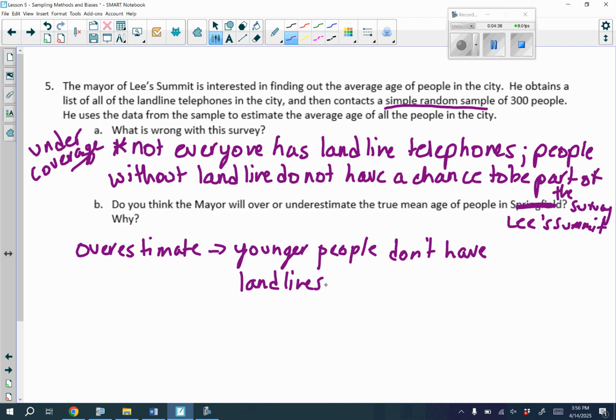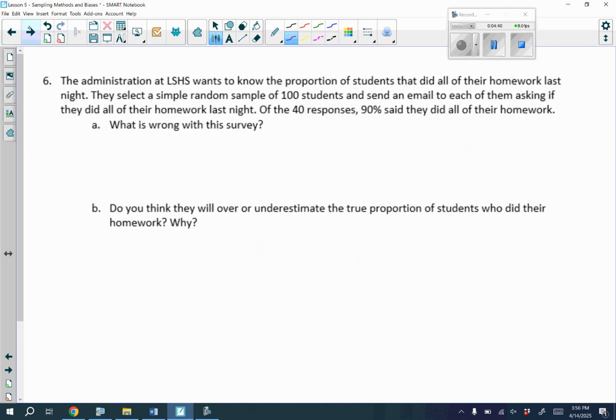Okay, let's try another example. Let's look at number 6. It says the administration at Lee Summit High School wants to know the proportion of students that did all of their homework last night. They select a simple random sample of 100 students and send an email to each of them asking if they did all of their homework last night. Now, of the 40 responses, 90 percent said they did all of their homework. What is wrong with this survey? Once again, go ahead and pause the video and answer this question.